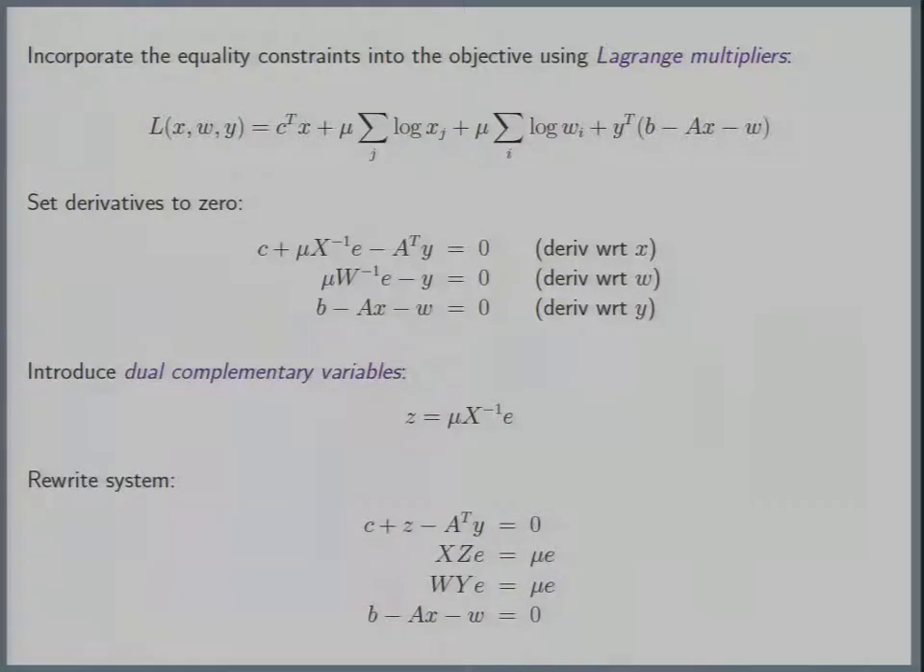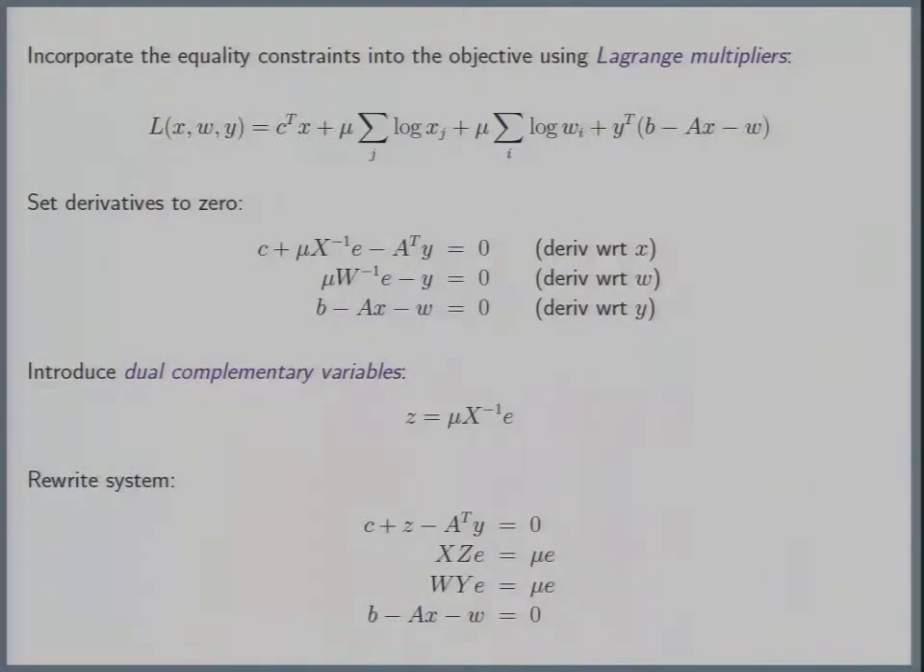The first equation is just c plus z minus A transpose y equals 0. The second equation is this one here, where I've multiplied by x on the left and wrote this as capital X, capital Z, e equals mu e. That's just this equation rewritten. And I did the same thing with this equation. I multiply by capital W, which is just a diagonal matrix. So this becomes mu e minus WY, but little y is just capital Y e. So that's just that. And the last equation is just the last equation.